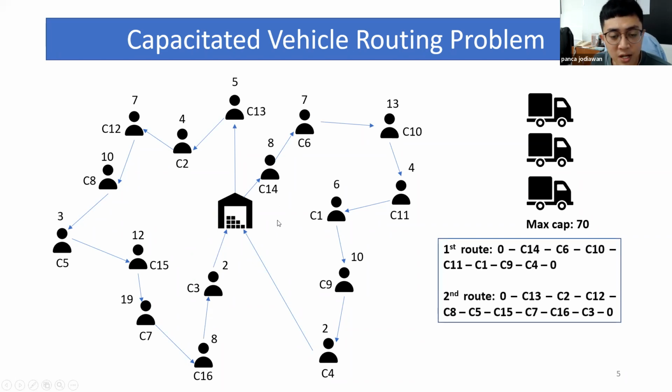And this is the summary of the routes. The first route is 0, 14, 6, 10, 11, 1, 9, 4, 0. 0 represents the depot, the source of the goods. And then the second route, which represents the second delivery van, starts from 0, 13, 2, 12, 8, 5, 15, 7, 16, 3, and it ends at 0.